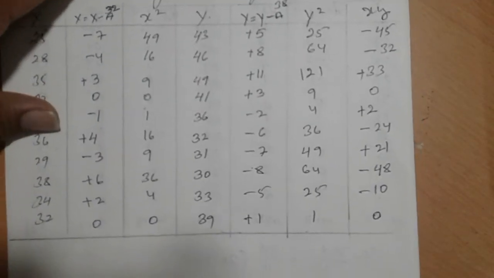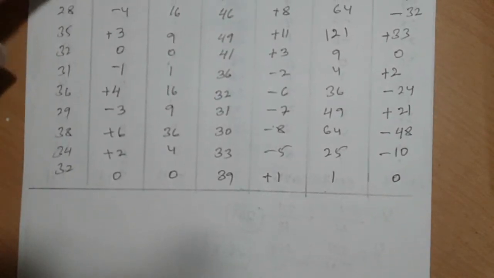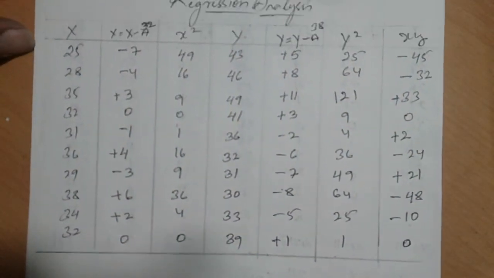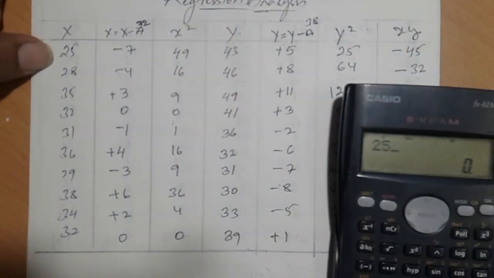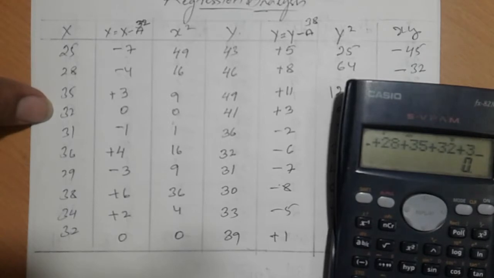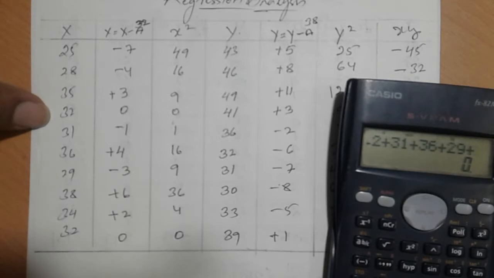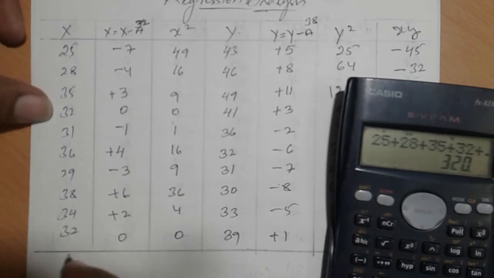Now calculate the total, all of the total. Okay, let's calculate all. 25 plus 28 plus 35 plus 32 plus 31 plus 36 plus 29 plus 38 plus 34 plus 32. That is 320.